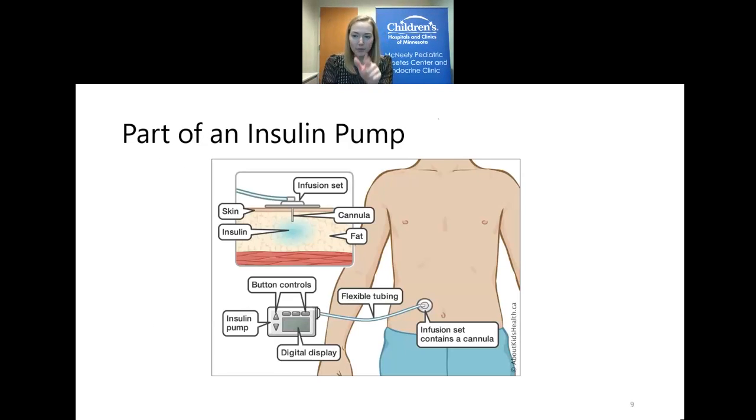All right, so this is a summary photo. You can see on the person's body, they've got their infusion set on their body. There's some tubing leading to the pump where you can control your insulin delivery. And then that left part of the photo is showing that kind of horizontal slice into the body, showing you how that infusion set works. So infusion set sitting on the skin, cannula coming down into your fatty tissue, and then that is where your insulin is infusing.